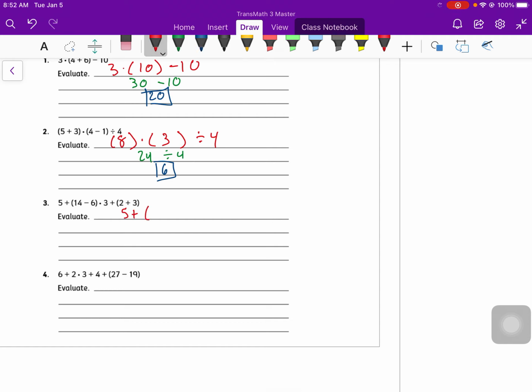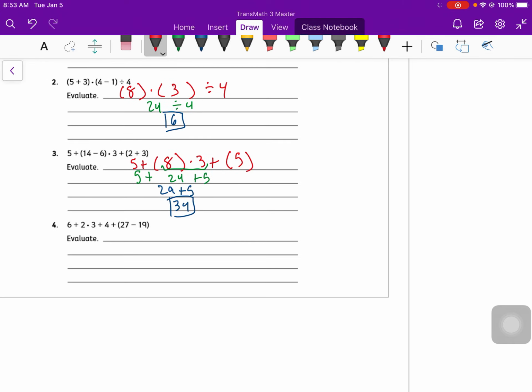For number 3, I have 5 plus 14 minus 6 is 8 times 3 plus 2 plus 3 is in parentheses. I can make that a 5 inside those parentheses right away. Next up, I have to do the multiplication. The 8 times 3, which is 24. So then I get 29 plus 5, which is 34.